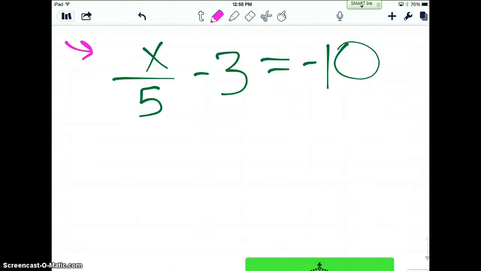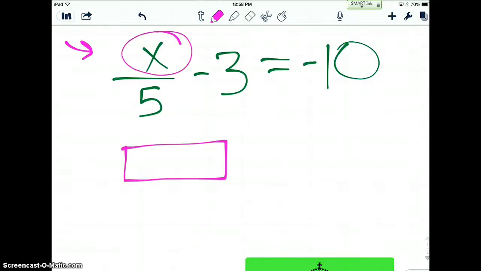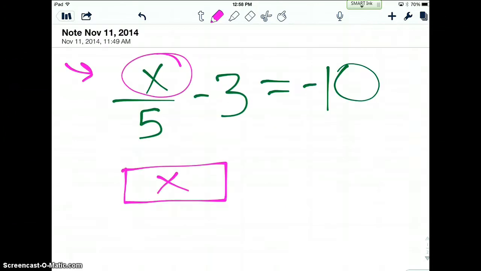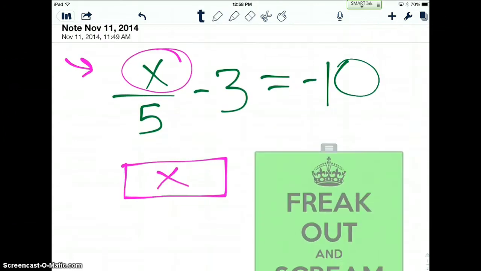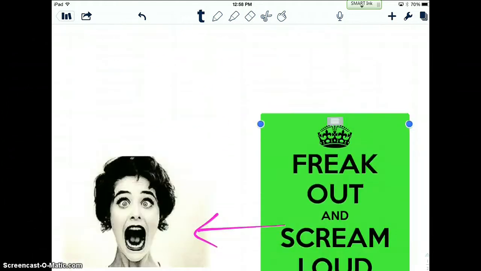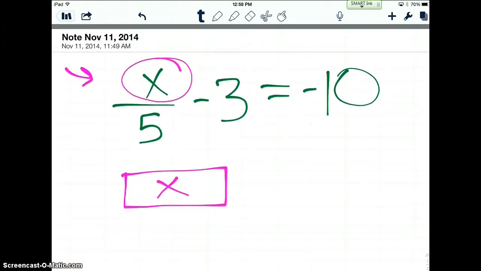So the picture, we start out by drawing X. Okay? Sorry, I keep laughing because I keep thinking back to what I had down there. Freak out and scream loud! Are you already screaming? You'll be alright. Okay, Miss Eberly, focus. Okay, let's look back up here.